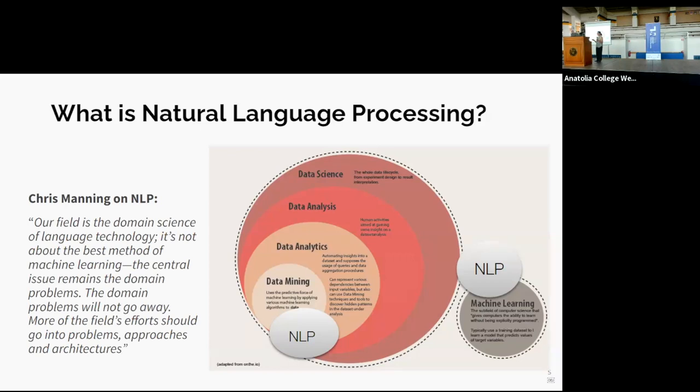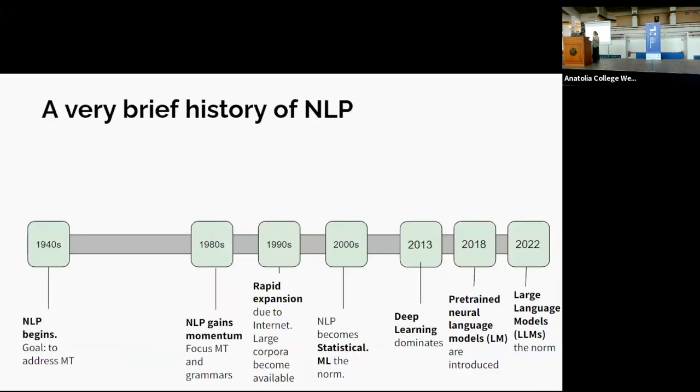So, in the words of Chris Manning, a very well-known, internationally leading NLP professor from Stanford, our field is the domain of language technology. It's not about the best performing machine learning methods. The central issue remains the domain problems, and the domain's problems will not go away. So more of the field's efforts should go into problems, approaches, and architectures. This is quite nice to have because it means there's a lot of stuff to do beyond the fanciest language model and technology to use.